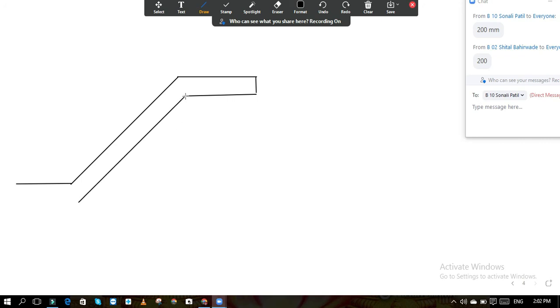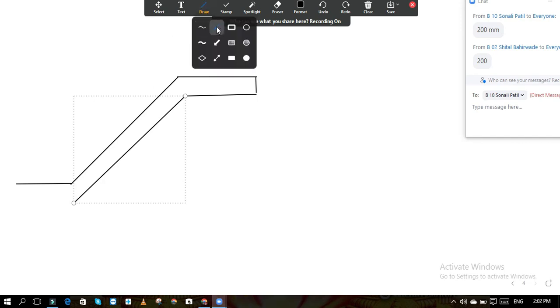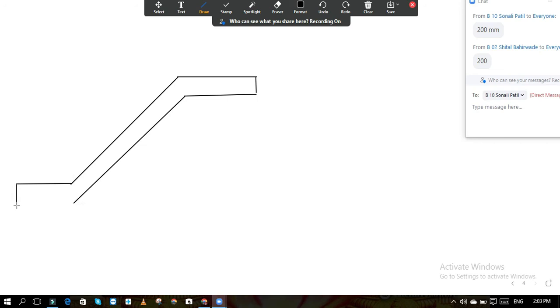This is the staircase. This is now flight BC. Flight BC and AB, both we will draw the reinforcement details. So this is flight BC. Now we are drawing for flight BC.